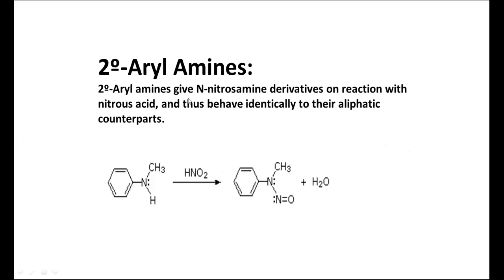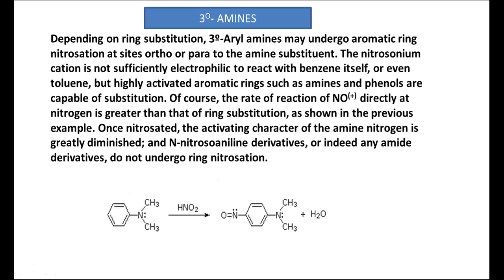It reacts with the nitrous acid, and nitrosonium ion is formed. Secondary aryl amines give N-nitrosoamine derivatives on reaction with nitrous acid and thus behave identically to the aliphatic counterparts. It is also a yellow oily liquid, and you won't get a clear solution. Suppose it is a tertiary amine, depending on the ring substitution, tertiary aryl amines may undergo aromatic ring nitrosation at sites ortho or para to the amine substituent.